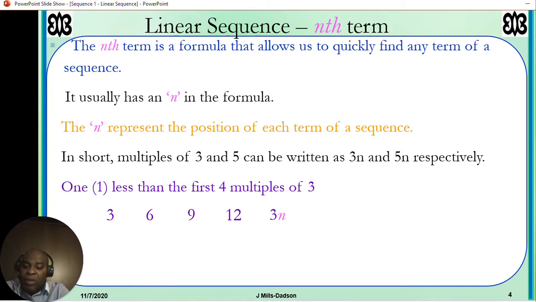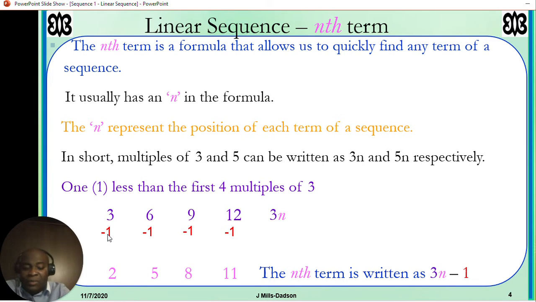We are now going to take away 1 from each of the terms. So taking 1 from each of the terms, we'll get a new sequence, 2, 5, 8, and 11. Now we know that the original sequence is 3n, and the second sequence has an aspect of 3n in it. You can see that this is simply the 3n sequence but taking away 1. So we could easily write the formula as 3n minus 1. And 3n minus 1 becomes the nth term of the second sequence, 2, 5, 8, 11.